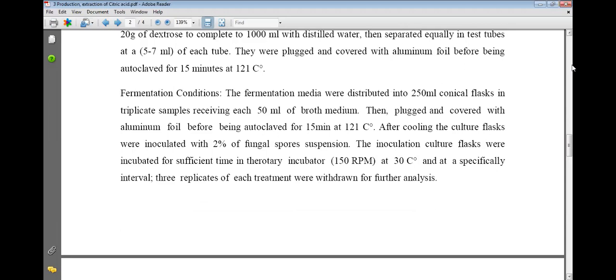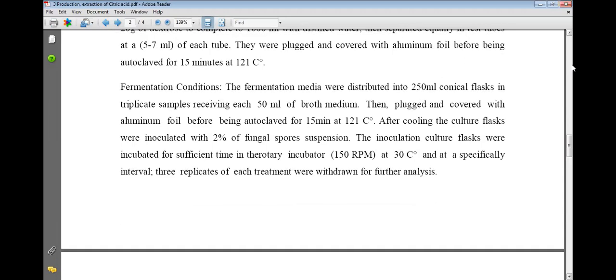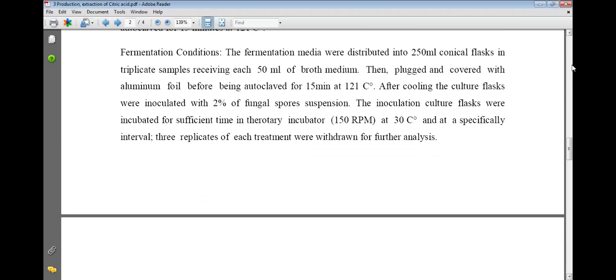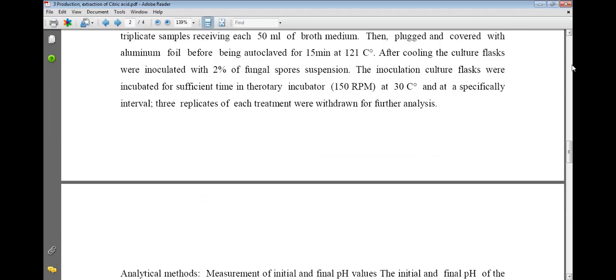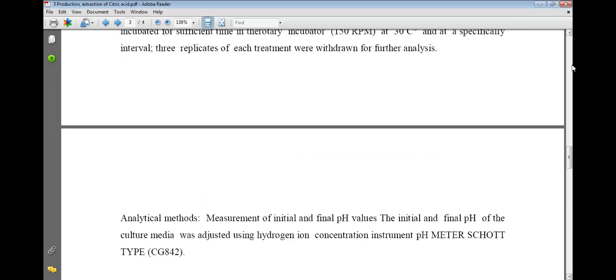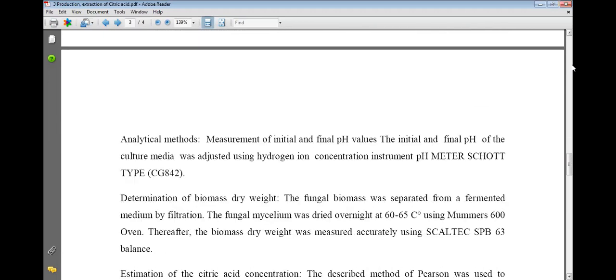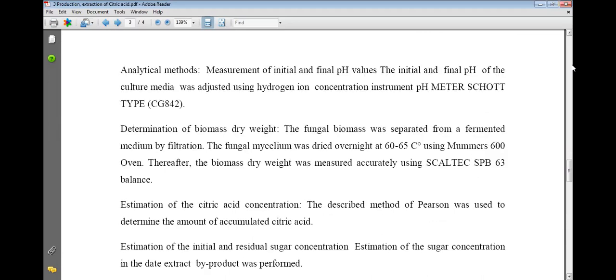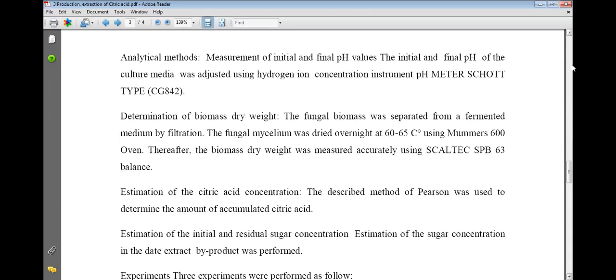After cooling, the culture flasks were inoculated with 2% fungal spore suspension. After inoculation, the culture flasks were incubated in a lab incubator at 30 degrees Celsius. Then further we use analytical methods, measurement of the initial pH of the medium, and then we take the biomass dry weight.